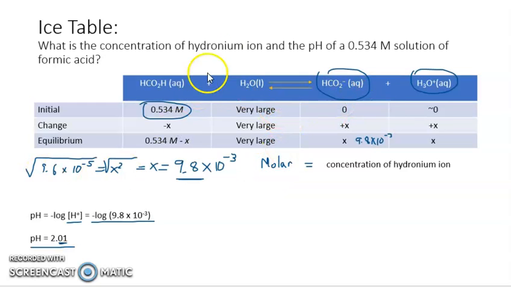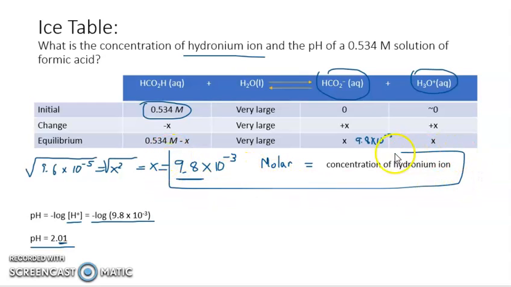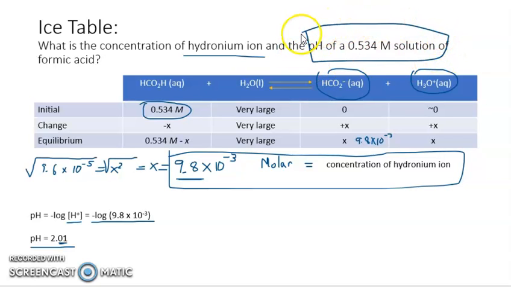Now, the second part of the question was, what is the concentration of the hydronium ion? So we got that concentration of hydronium ion. And then, what is the pH of the solution? And we got that. So those are our two answers.